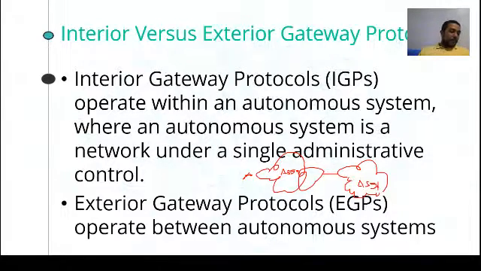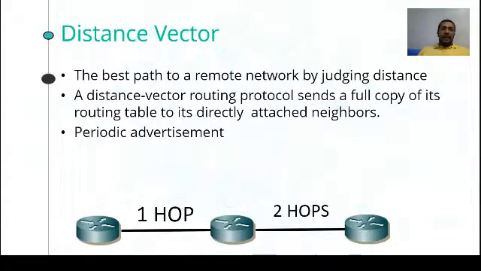Okay. So let's talk about distance vector. The distance vector routers would be RIP. This is the prime example. The best path to a remote network is determined by judging its distance. A distance vector routing protocol sends a full copy of its routing table to its directly attached neighbors, and it also supports periodic advertisement. So how does it judge the distance?